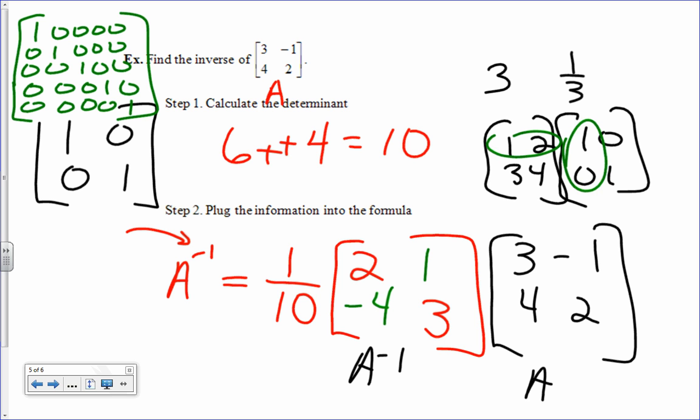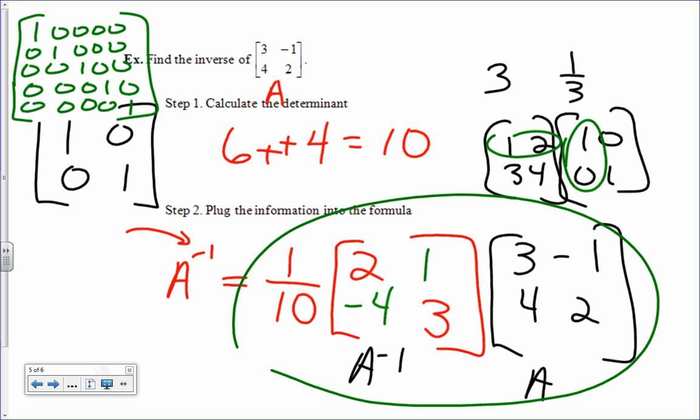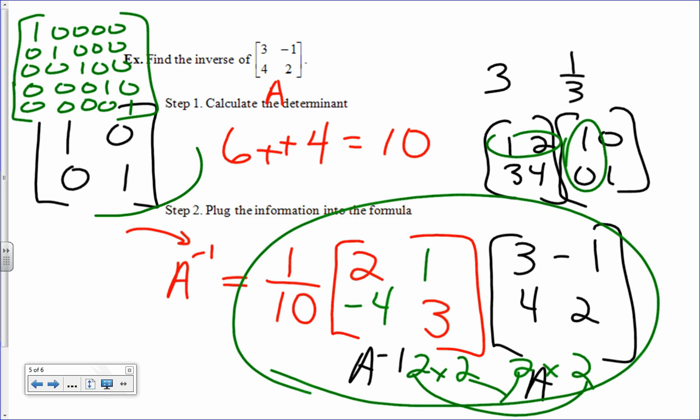Yes. In this case, when I take these two times each other down here, let's think about this. This is a 2 by 2 times a 2 by 2. So can I actually multiply? Yes. How big's the answer? 2 by 2. There it is. Okay.